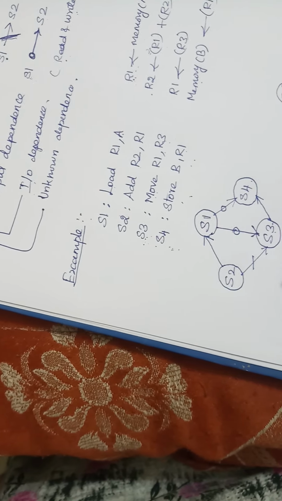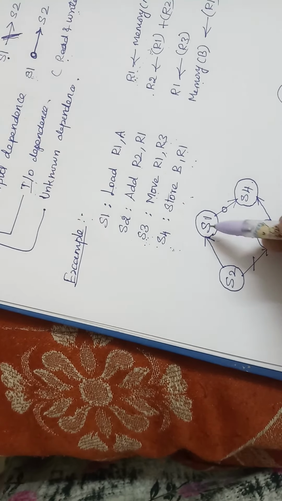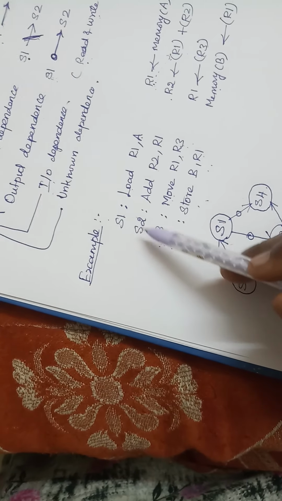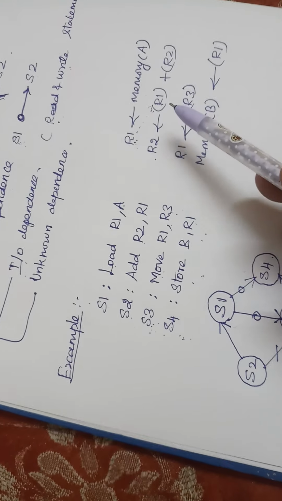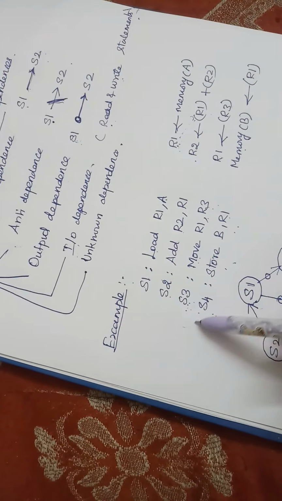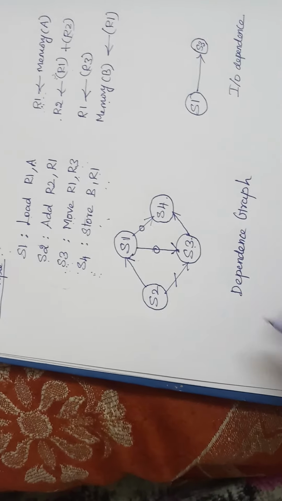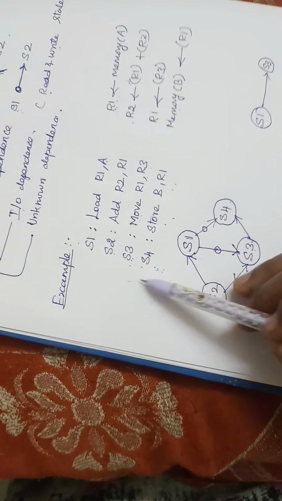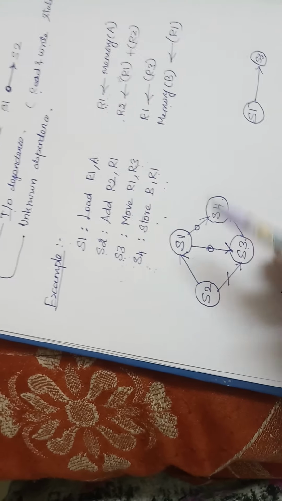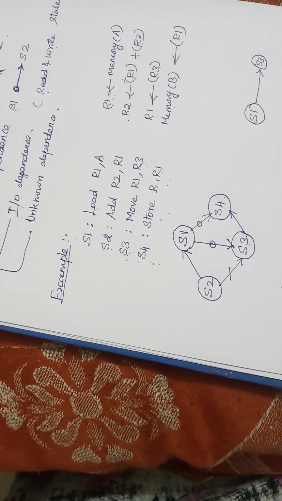Now when you draw a dependence graph, first you mark all statements in circles: S1, S2, S3, S4. Then you start comparing the first statement with the other statements. If any dependence occurs, you draw it, flow dependence or anti-dependence. Continue comparing the first statement with the rest. If any dependence occurs, you draw it, or else you leave it. Similarly, you start comparing the second statement. Likewise you complete the dependence graph. This is the way of writing a dependence graph.